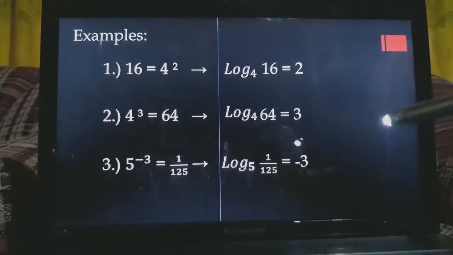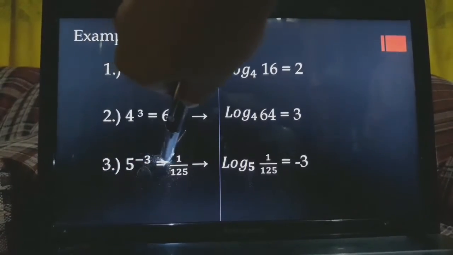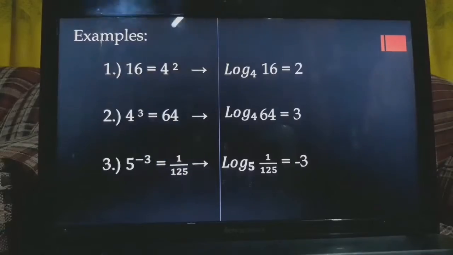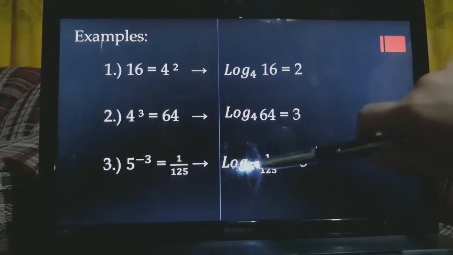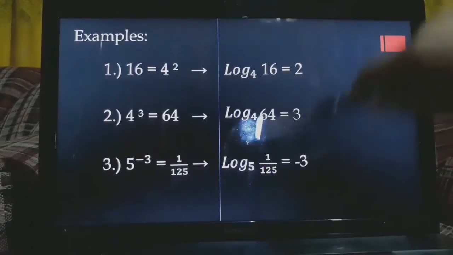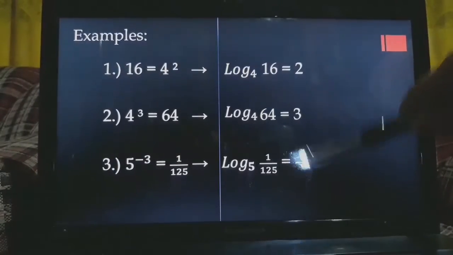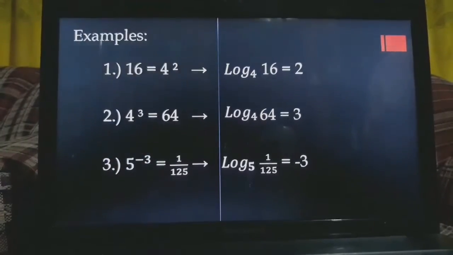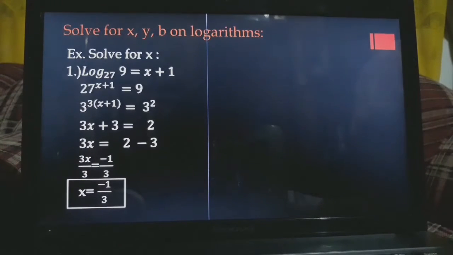Last example, 5 raised to negative 3 is equal to 1 over 125, written as logarithm of 1 over 125 to the base of 5 is equal to negative 3, the exponent. Let's move on to solving for x, y, b on logarithms.